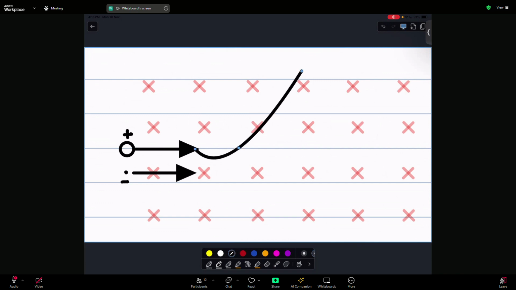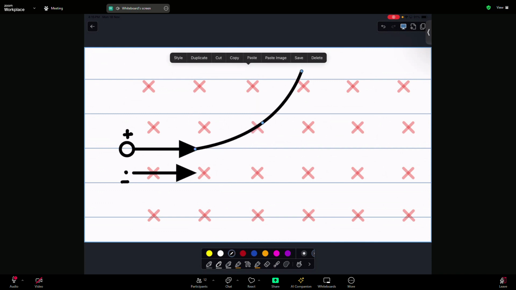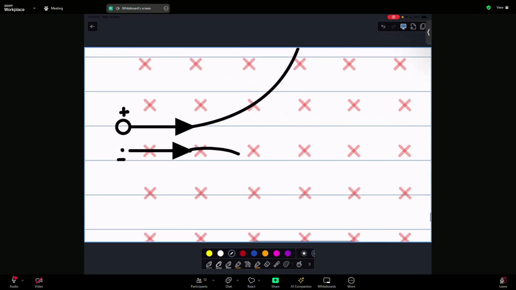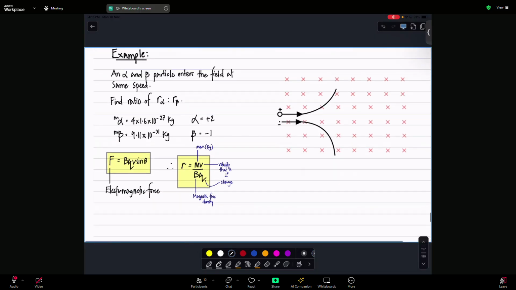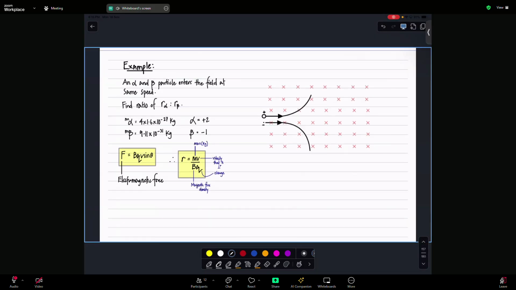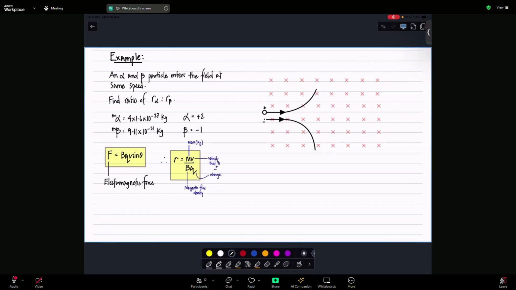So it'll be part of an arc, like a larger circular arc. A beta particle will go which way? Downwards, right? But will it follow the same path, or will their radii be different? So it should be different, right? That's something you know from your O levels, that they're a little different. So now find the math and tell me how different they are.